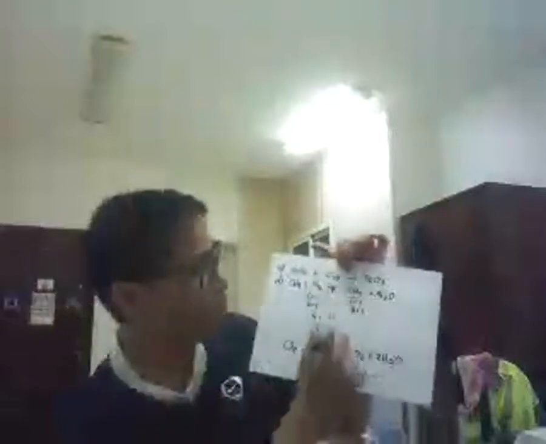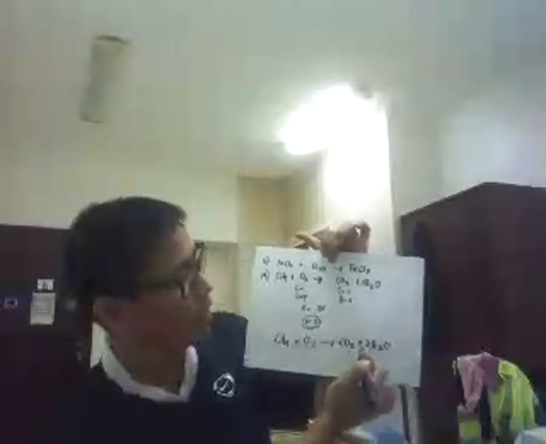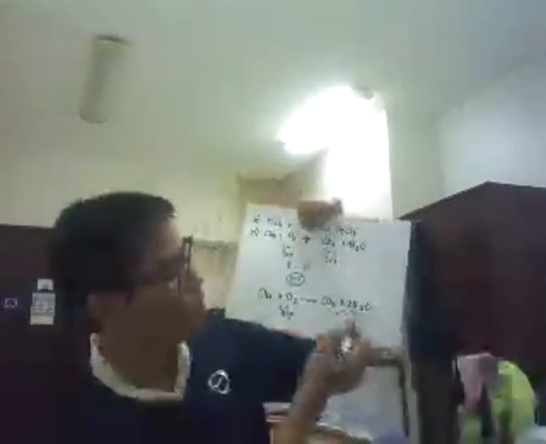Like this, put 2 here because this is the x of water. And balance. Carbon 1, carbon 1. Hydrogen 4. So like this. See? Hydrogen 4.